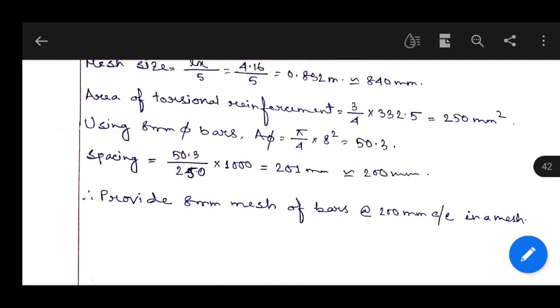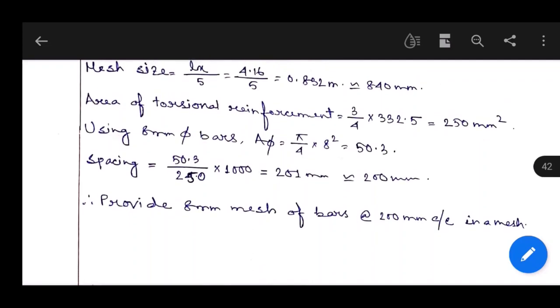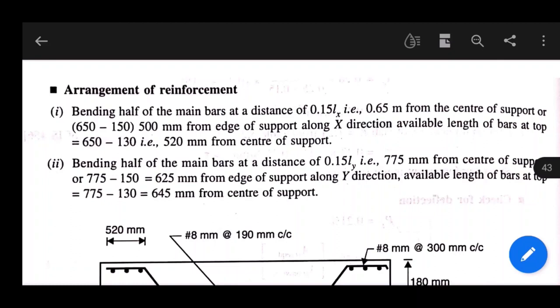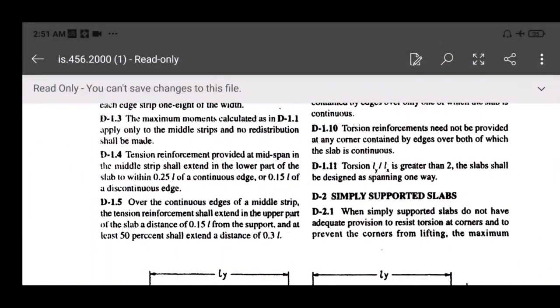Now design part and reinforcement part is complete. Now it is time to arrange reinforcement before the drawing. So before starting this arrangement consideration, just check once the IS code provision about this arrangement. Now look, as per IS code provision, Annex D of IS 456 2000, clause number D 1.4, tension reinforcement provided at midspan in the middle strip shall extend in the lower part of the slab to within 0.25 L of a continuous edge or 0.15 L of a discontinuous edge. So it depends upon this edge condition.